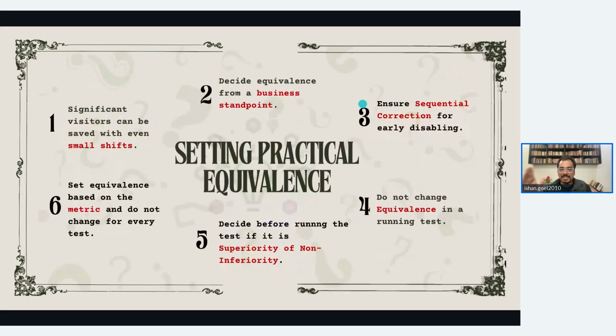So now we are on the last slide. And here I just want to give some practical tips about setting practical equivalence. Any questions up till now before we move ahead?